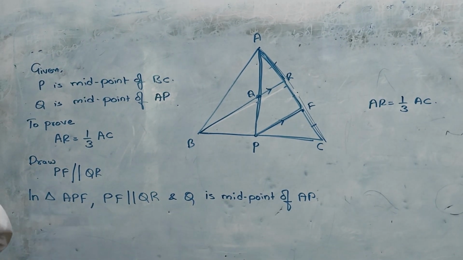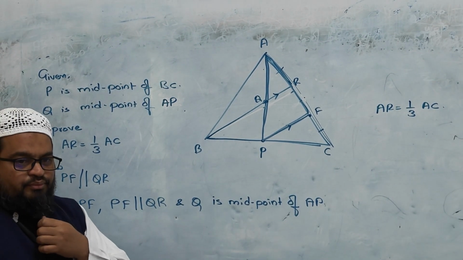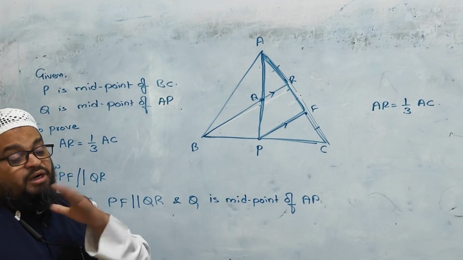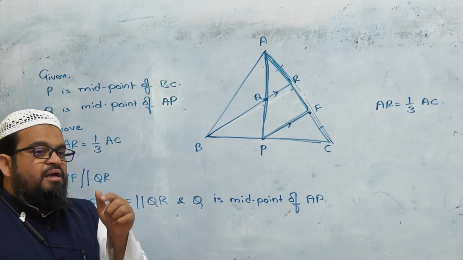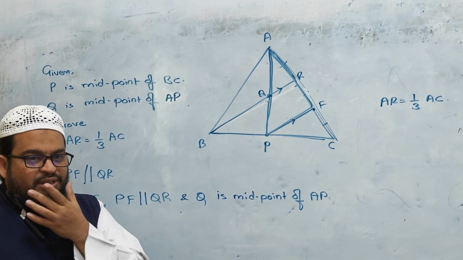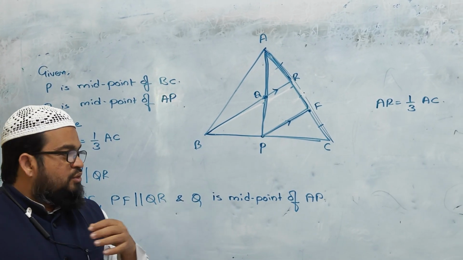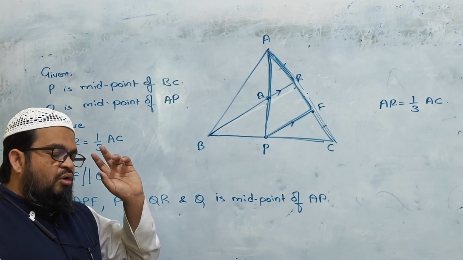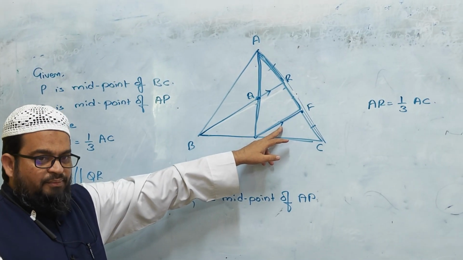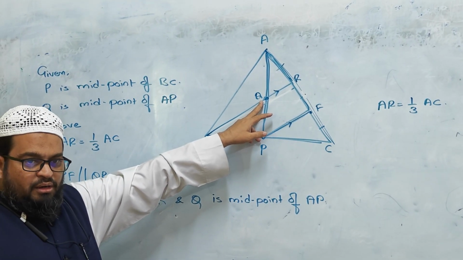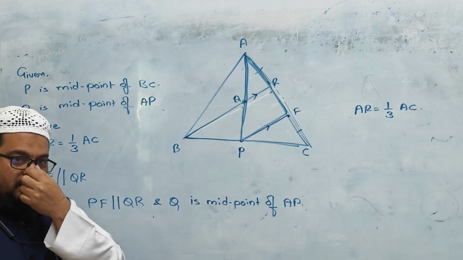So what will happen? Do you remember the converse of BPT theorem? What is the BPT theorem? If a line is drawn parallel to one side, it intersects the other two sides in distinct points and that too in proportion. Is it right? So what is the converse of the midpoint theorem which we studied in grade 9? If you draw a line parallel to one side and it passes through the midpoint of another side, then it bisects the third side. Understood or not?